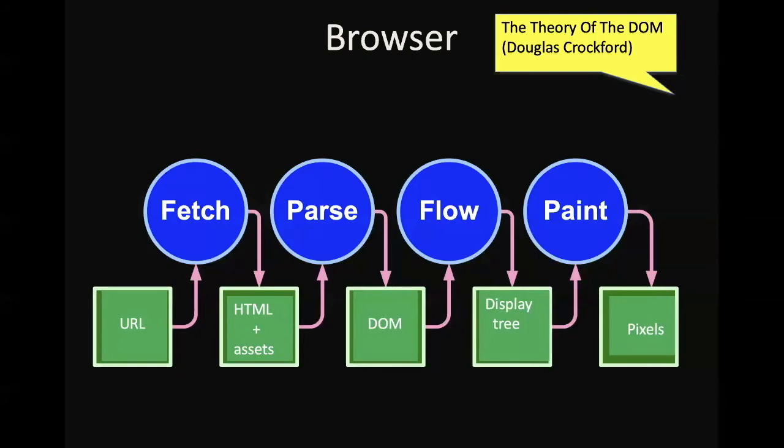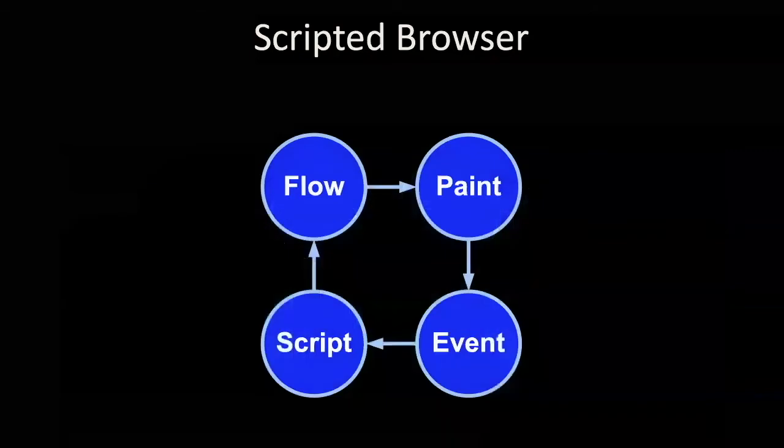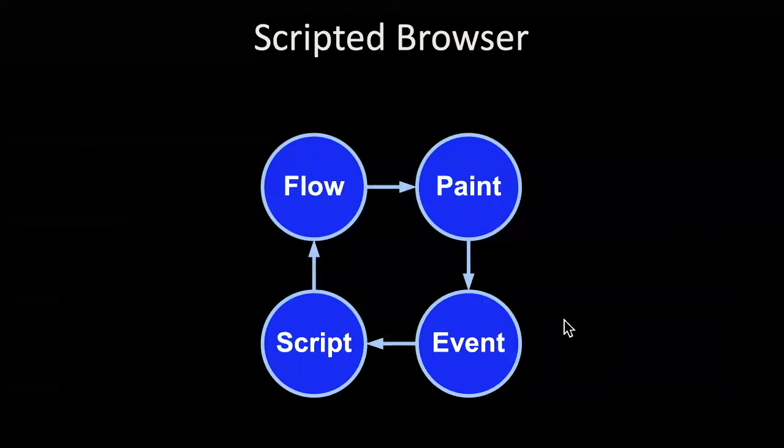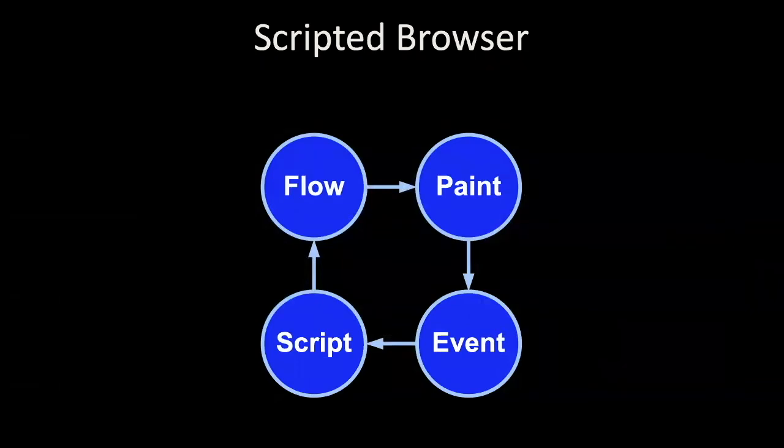Now, assuming the page doesn't change, then the browser goes into this cycle of phases. And so we can kind of start from here. So the user interacts with the page. That causes an event to be fired within the browser.